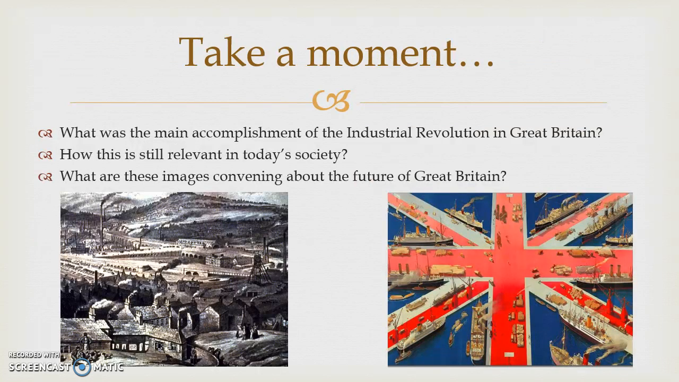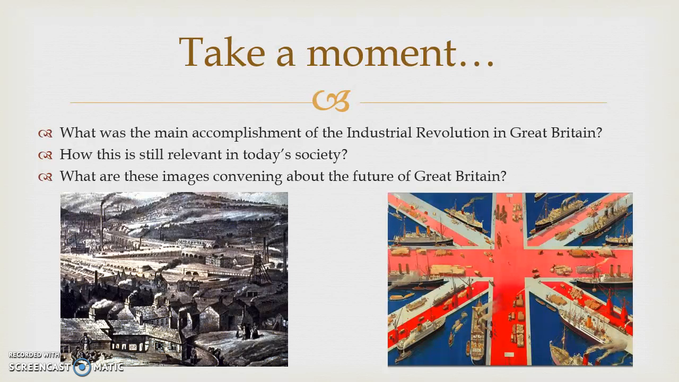Again, we're going to take a moment to reflect on the information that we have learned today, and analyze these two images using these questions. One, what was the main accomplishment of the Industrial Revolution in Great Britain? How is this still relevant in today's society? And what are these images conveying about the future of Great Britain? Turn to your partner and discuss, and really think about explaining your reasoning using these images for support.